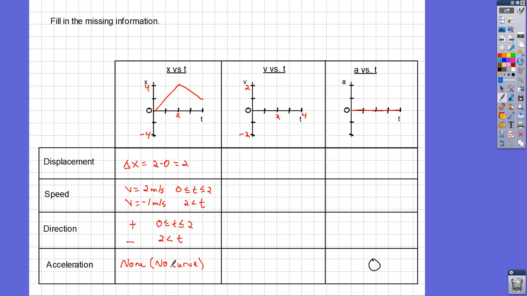So now if we look at this on our velocity versus time, let's go ahead and construct the velocity versus time graph. For the first 2 seconds, it's going 2 meters per second, and then for the next 2 seconds, it's going -1 meter per second. And for the displacement, let me just show you that from this graph, we would look at the area. Delta x is equal to the area.